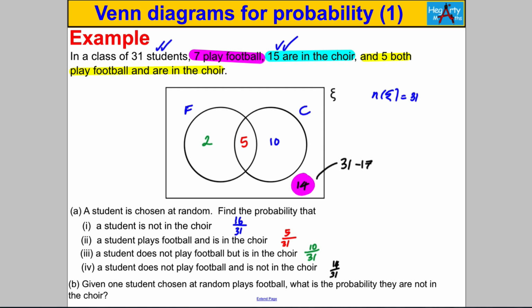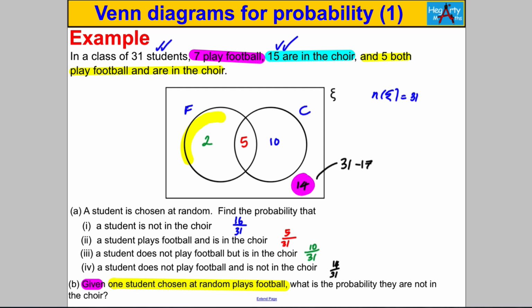Okay, the last one, slightly trickier. Let's have a think about this. Given one student at random plays football, what is the probability they are not in the choir? So we are given a fact here. This given is a key word. We are given a fact that one of the students at random plays football. You select the student at random. They are the students that play football.